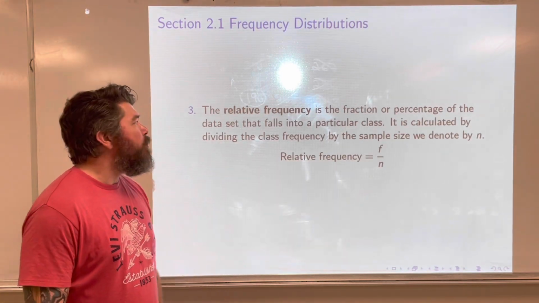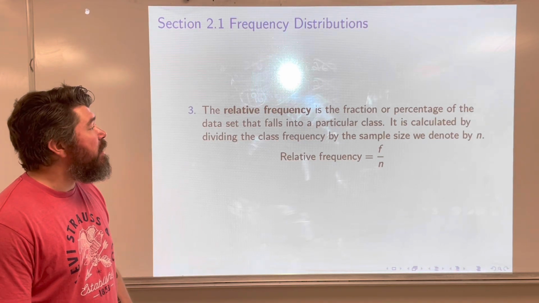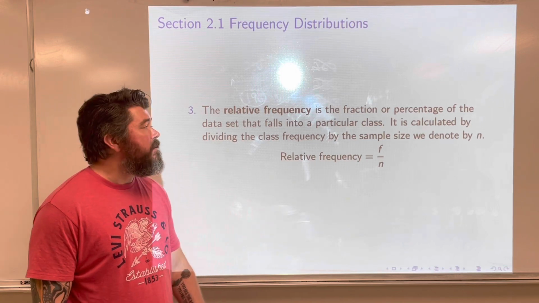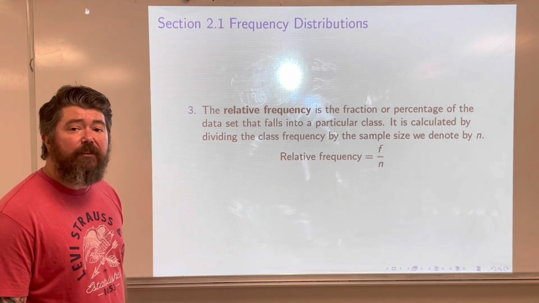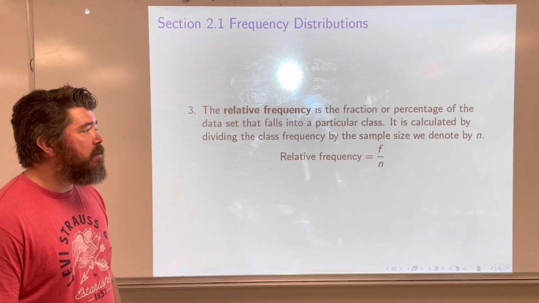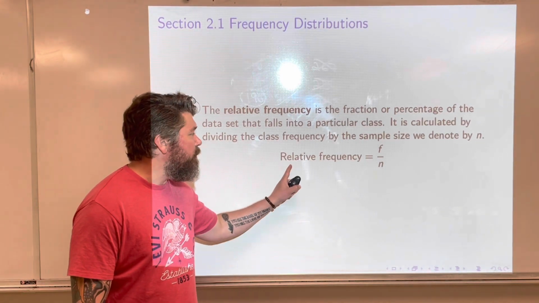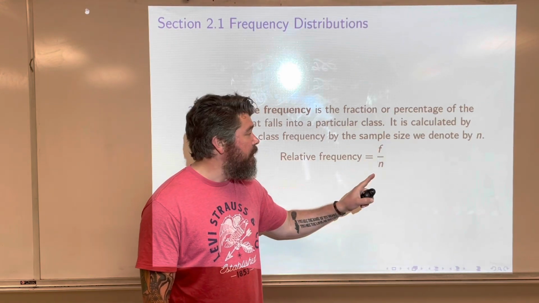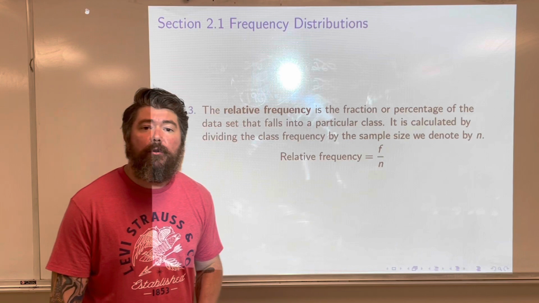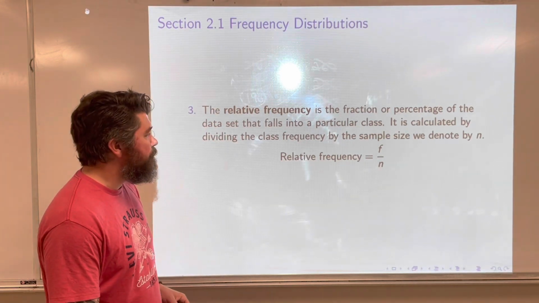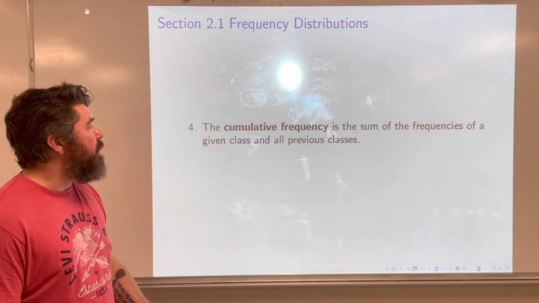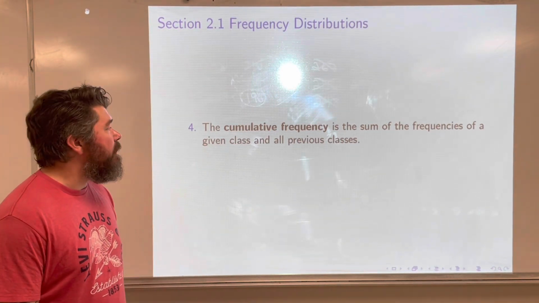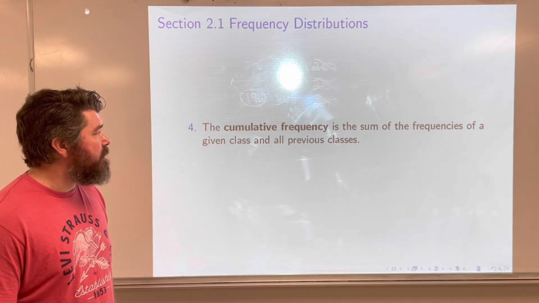The relative frequency is the fraction or percentage of the data set that falls into a particular class. It is calculated by dividing the class frequency by the sample size, which we denote by n. The relative frequency is a fraction. It's the frequency of the class divided by the total number of data values. Finally, the cumulative frequency is the sum of the frequencies of a given class and all previous classes.